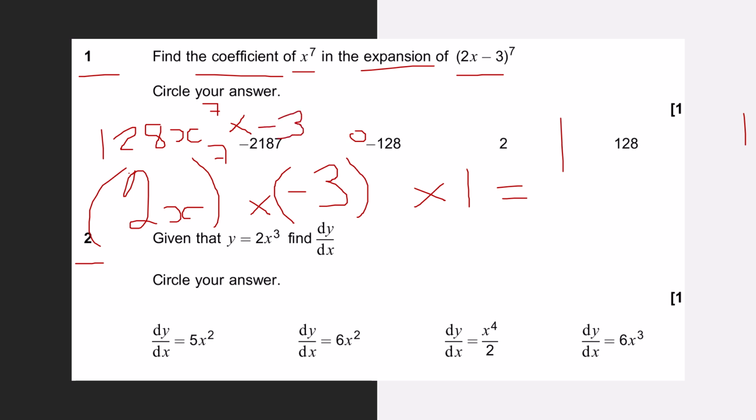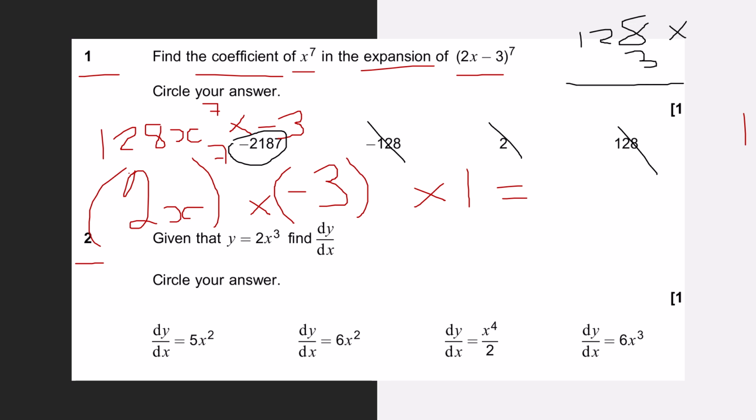Okay, so straight away, it can't be option 2, 3, or 4, so they're going to be out. So it has to be option number 1. Okay, but let's just confirm that. Let's do 128 times by 3, and a minus sign at the front. So what am I going to get here? Now, am I doing this right? Let's just double check.